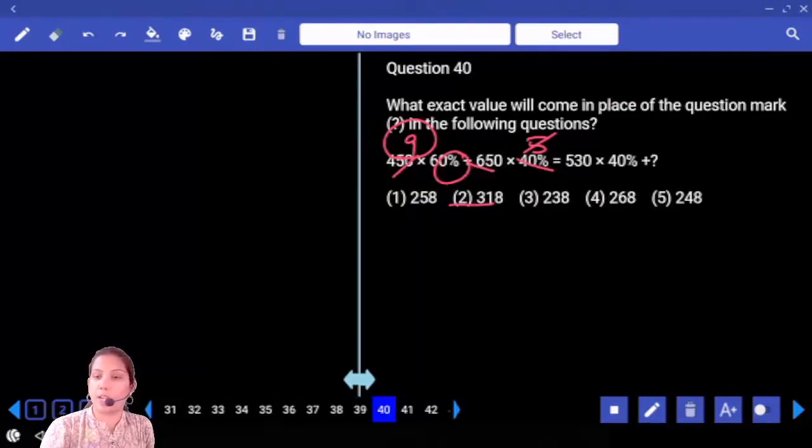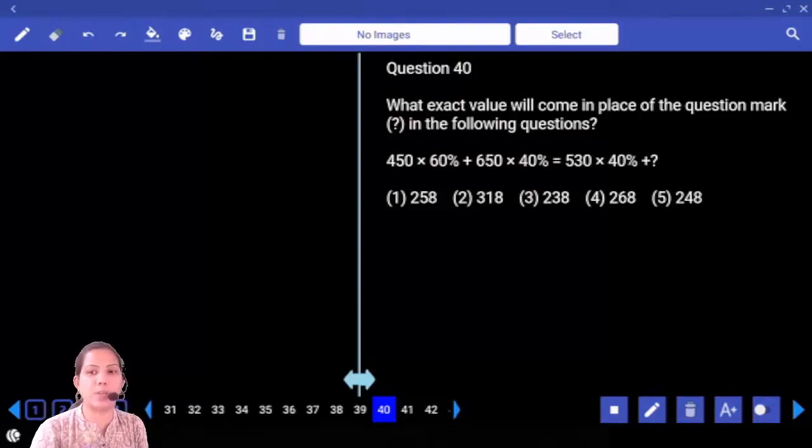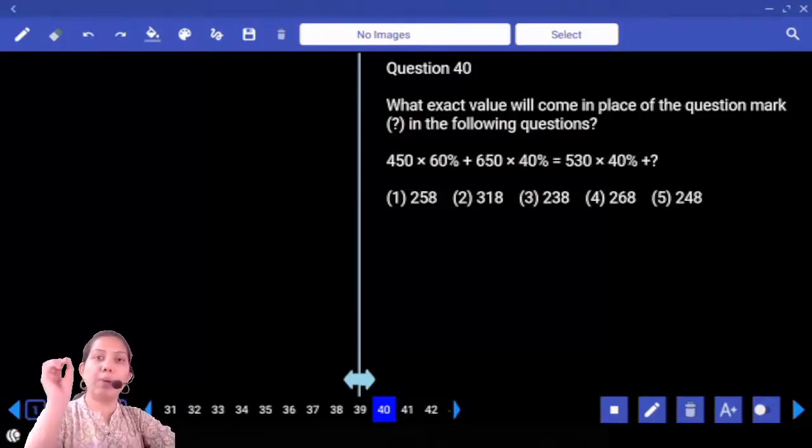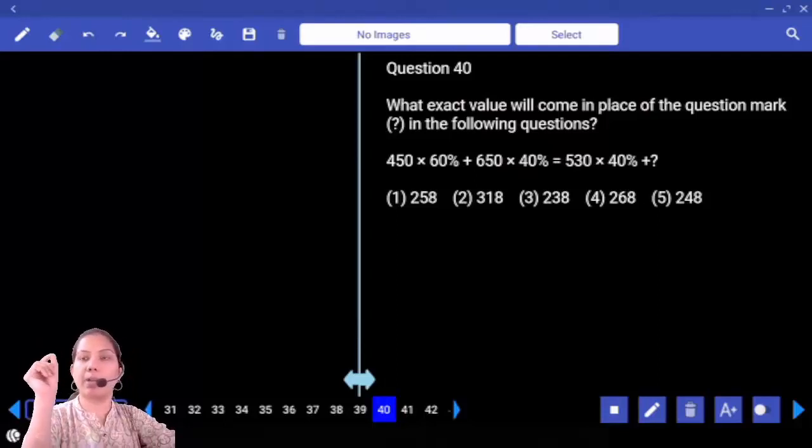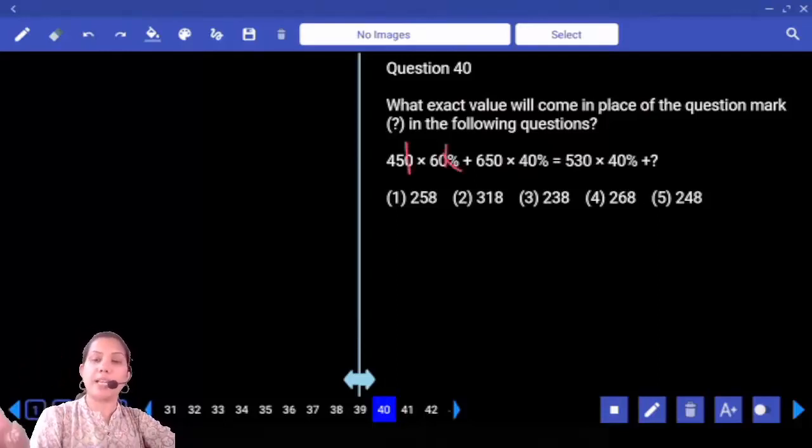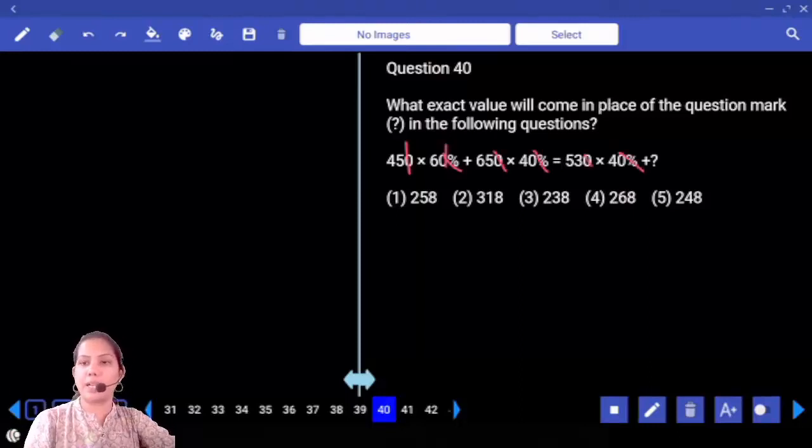Next, question number 40. 450 into 60%, 650 into 40%, 530 into 40% plus some question mark. By using the unit digit, we can't find the answer, so we have to calculate the whole thing. Percentage means divided by 100. Two zeros and the percentage cancel, and two zeros and the percentage cancel.